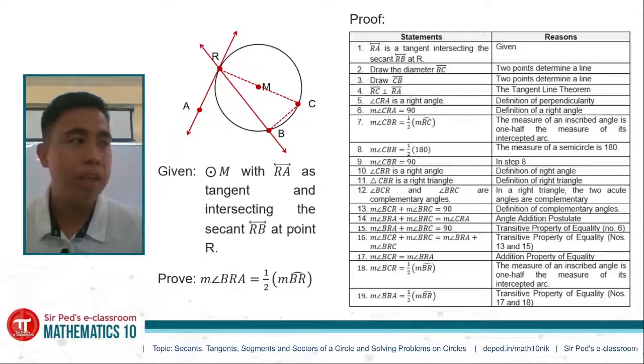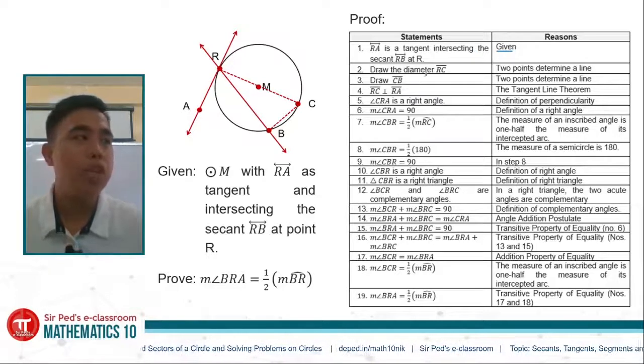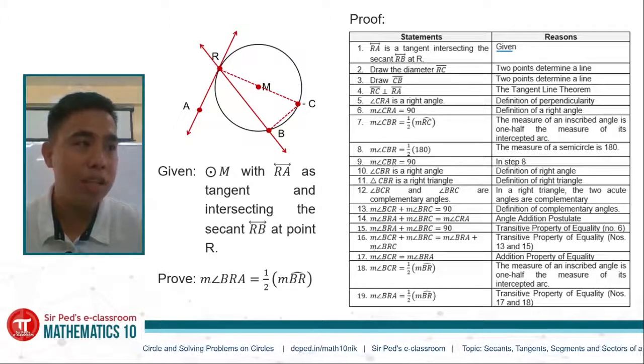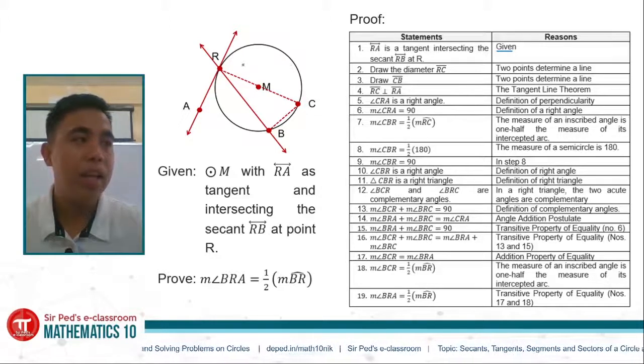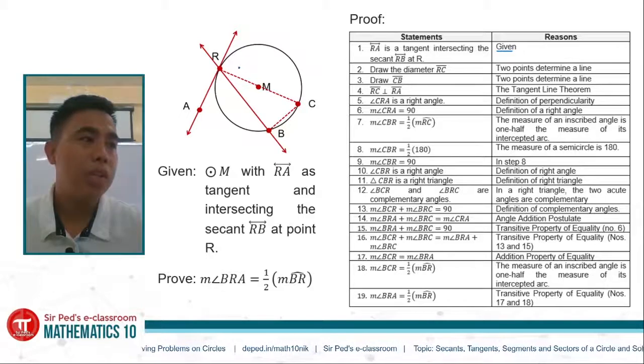The first step, we are going to write the given. Line RA is a tangent intersecting the secant line RB at R. The reason is given. Then we draw the diameter RC. We have here the dotted segment, as you can see. We draw that one. The reason: two points determine a line.